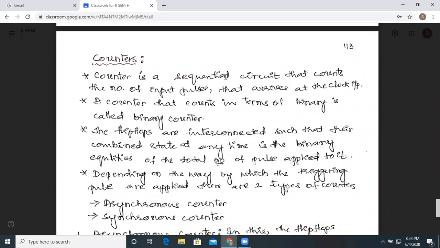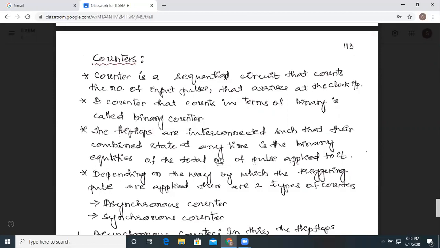Here we are going to discuss one more application of the flip-flops, and this is called a counter. A counter is a sequential circuit that will count the number of clock pulses that arrive at the clock input. That is called a counter. If the counter performs the counting operation in terms of binary, then it is called a binary counter.